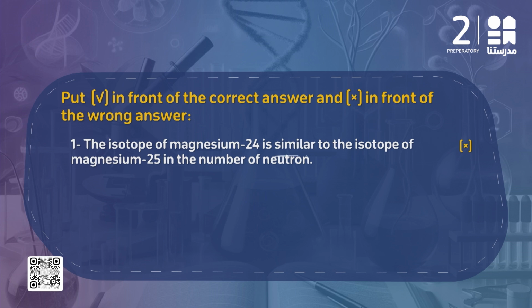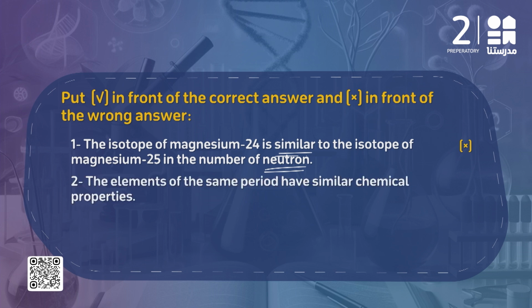So, do they have a similar neutron number? This statement is false. So they are identical in everything. They have the same atomic number, the same number of protons, the same number of electrons, but they have different numbers of neutrons.